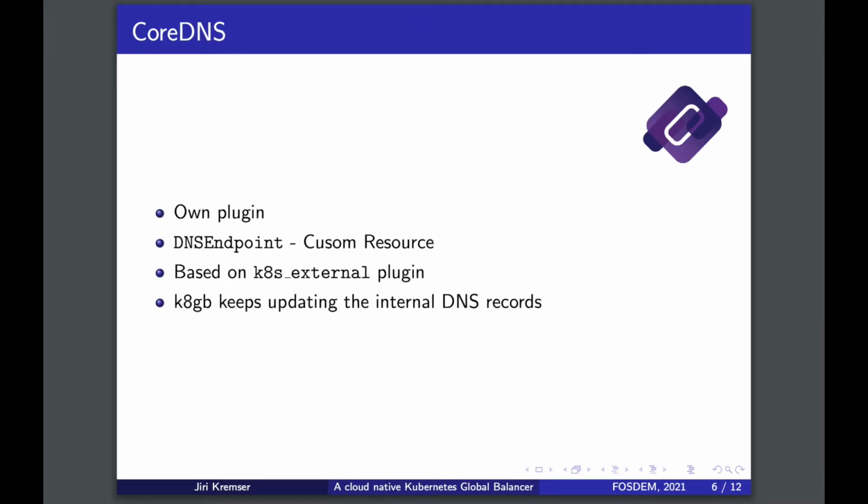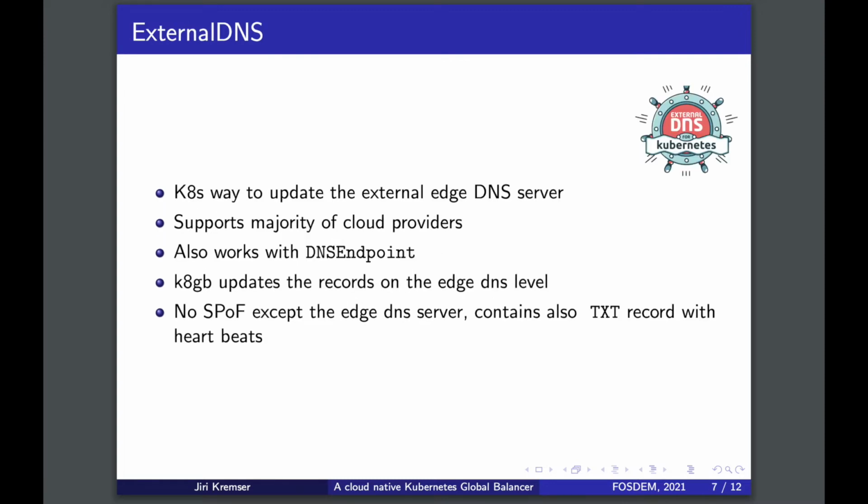For CoreDNS, my colleague has developed our own plugin that is based on the k8s external plugin and is able to work on top of the DNSEndpoint resource. And we use CoreDNS itself for internal DNS resolution. It works as an authoritative server for our internal DNS records. And because of the hierarchical nature of DNS, we can use the HDNS server to work as a recursive server and this internal CoreDNS server that needs to be deployed in each cluster as an authoritative server for their own domains. Another component in the picture is external DNS, and we use it for updating the external HDNS servers.